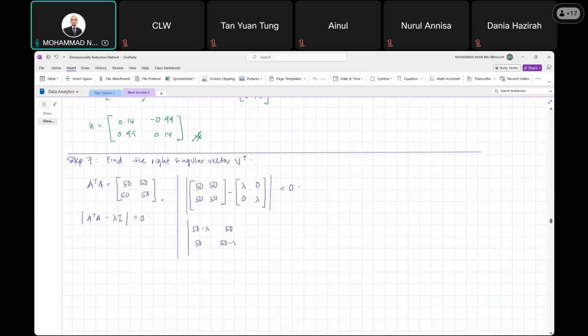50 minus lambda should be equal to 0. So then the determinant is 50 minus lambda multiplied with 50 minus lambda, minus 50 multiplied with 50, equal to 0. When you solve the equation, you will get lambda squared minus 100 lambda equal to 0. So again, we have lambda 1 equal to 0 and lambda 2 equal to 100. So we got the same lambda.